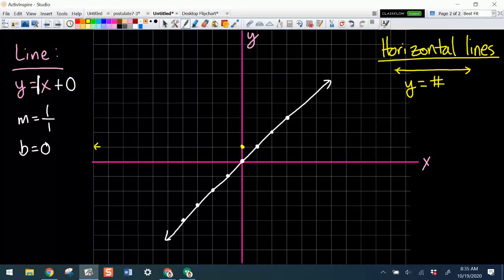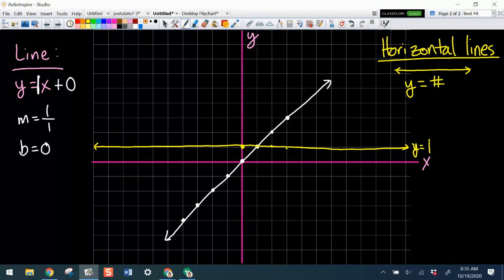And so every coordinate on this line, y is the same value. Think about it. Here, the coordinate is 1, 1. Here, the coordinate is 2, 1. Here, the coordinate is 3, 1. Here, the coordinate is 4, 1, and so forth. So this is actually the equation, the linear equation, y equals 1.